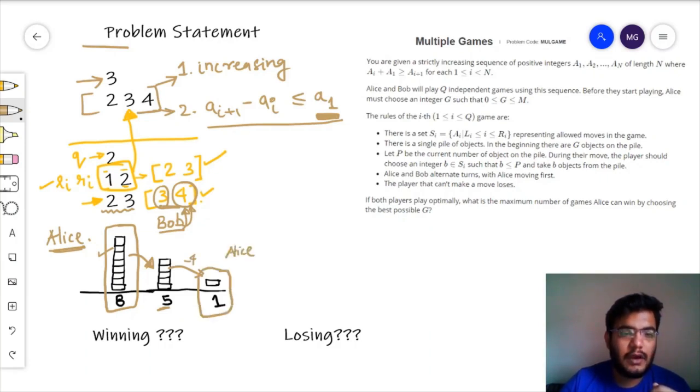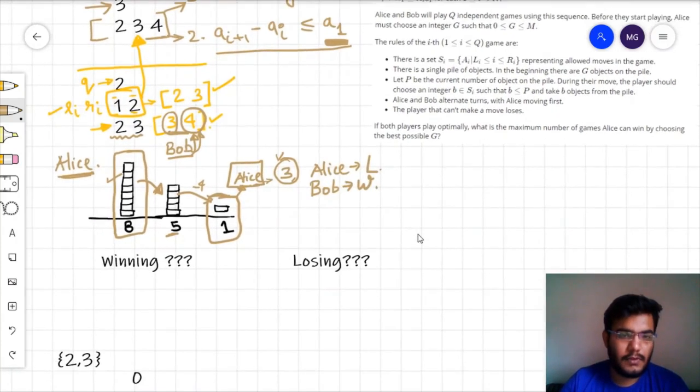is 1. Now for Alice, there is no possibility to perform a move, because at least 3 objects are required in order to perform a move. So at this particular point, as it's Alice's chance and he cannot perform a move, he loses. So we can say that in this case, Alice loses.